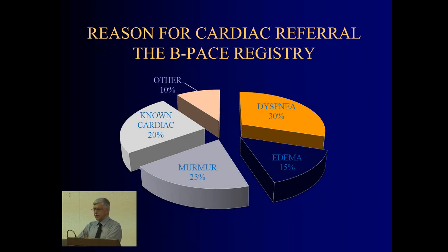The other difficulty arises from the fact that many of the symptoms that women present with during pregnancy are very nonspecific and in fact are sometimes suggestive of heart failure. This is a pie chart from the Baragwanath Prospective Antenatal Cardiac Evaluation Registry of 602 patients. As you can see, the majority of patients were referred for evaluation of dyspnea, almost one-third, swelling of the feet in 15%, and a cardiac murmur in 25%. And as you know, functional murmurs are extremely frequent in pregnant women. So almost 70% of patients are referred for one of those three symptoms.